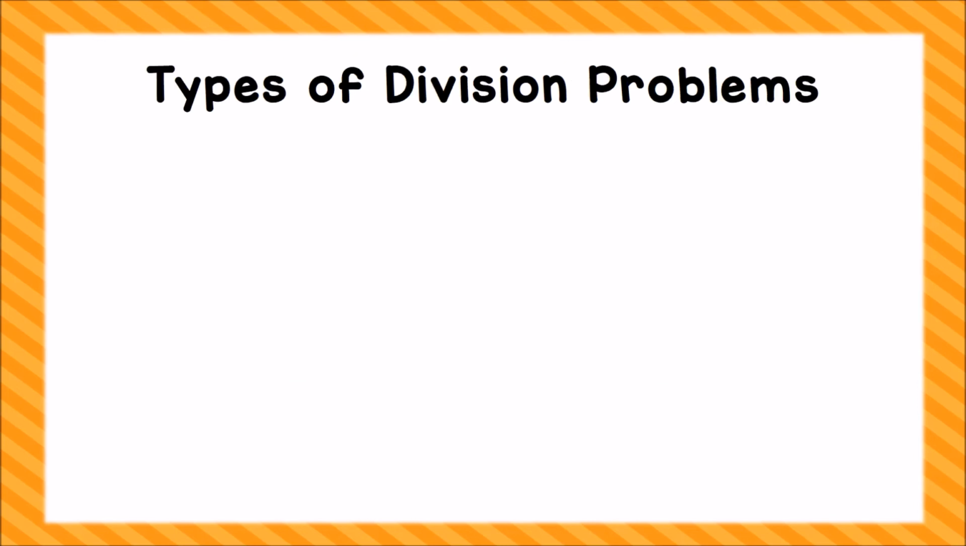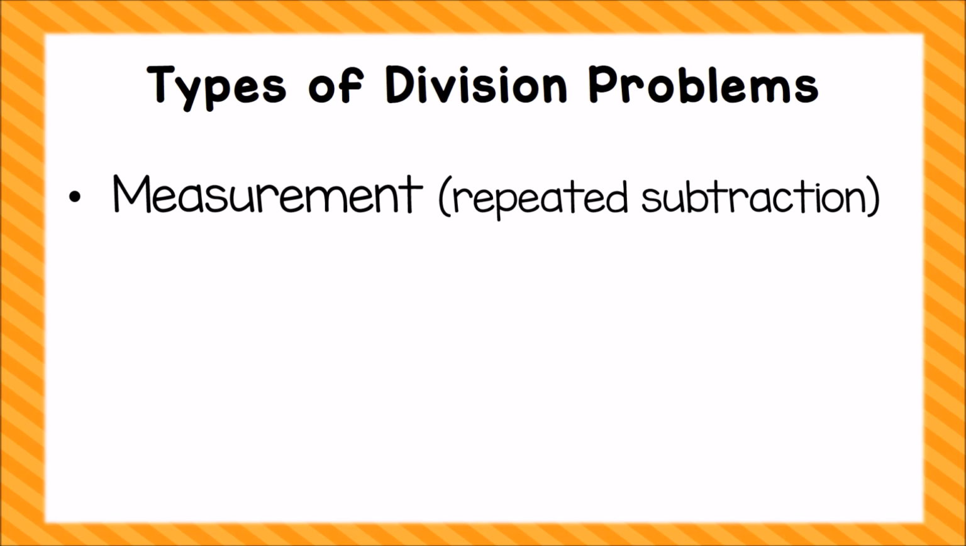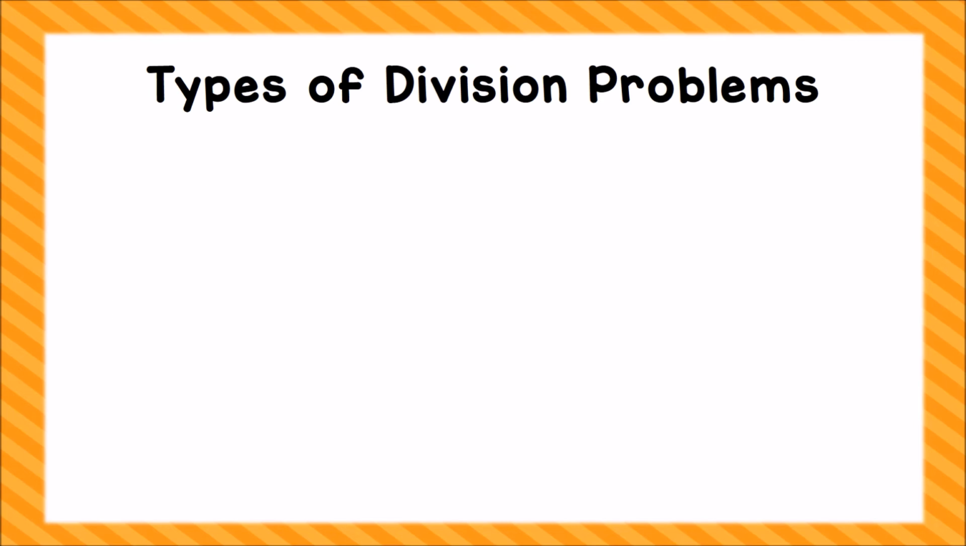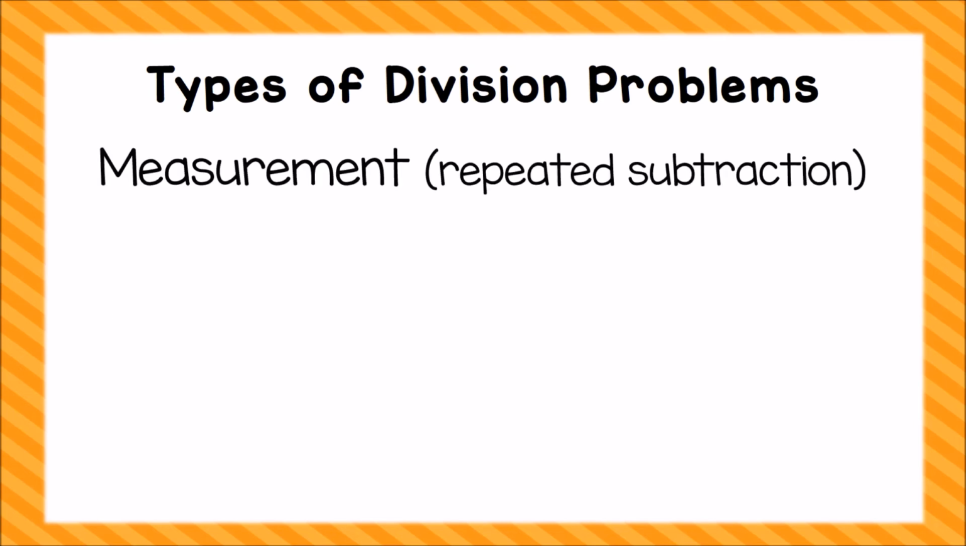Now let's move over to division problems. There are two types of division problems that students may encounter. The first is measurement, and you can think of these as your repeated subtraction problems. And then there is partitive division problems, and these you can think of as your fair share problems. So let's take a look at each of these. Let's start by taking a look at the measurement problems.